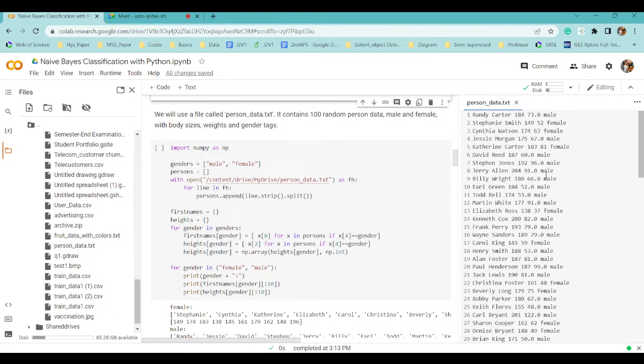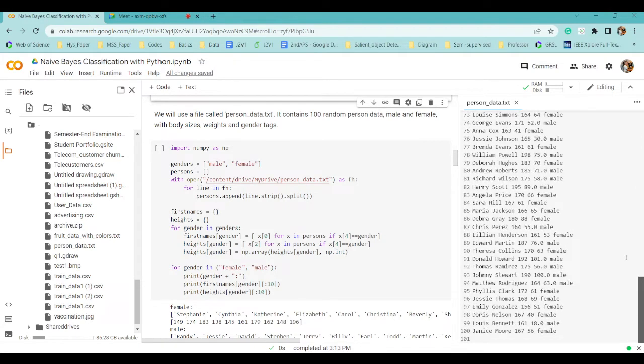See, on my right hand side, you can see the data set, how it is. So this is the name, Randy Carter, 184, 73. So 184 is your what? Body size, 73 is your weight, and either it is a male or female. So this is how your data set is.